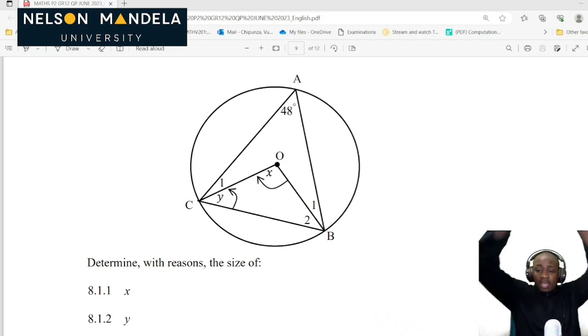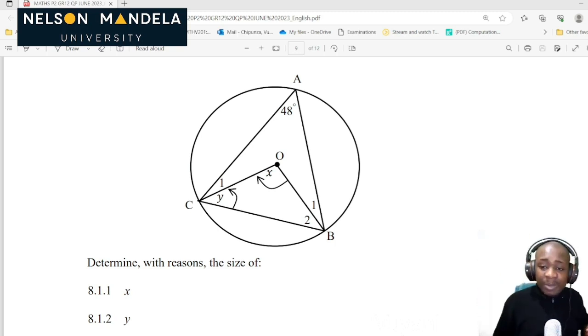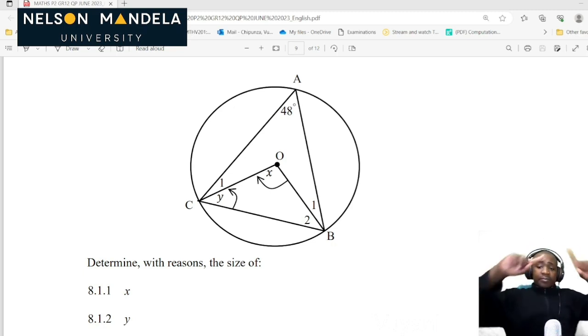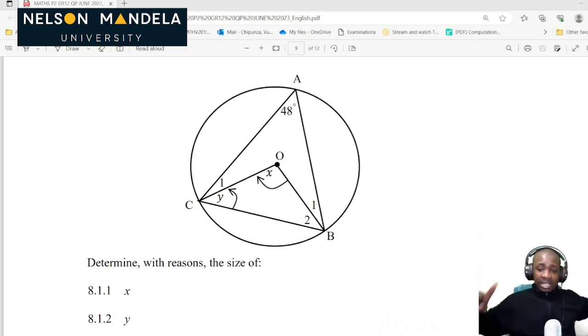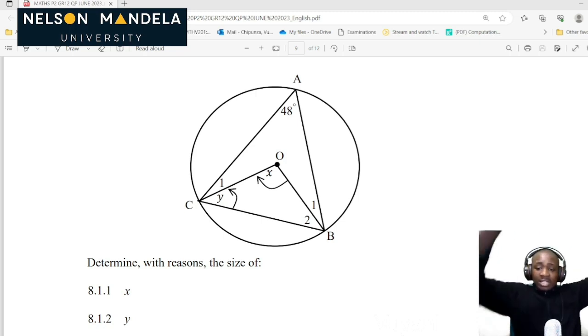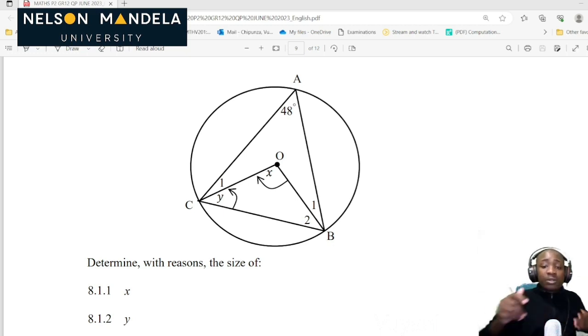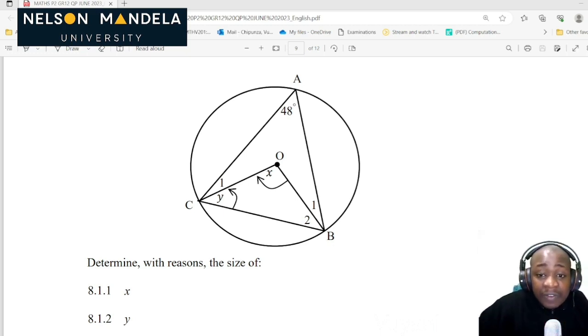Angle at the center is twice angle at the circumference. In Euclidean geometry, we believe in reasoning. Why are you saying this angle is equal to this angle? Why are you saying this is equal to this angle? So let's look at it. Angle at the center, twice at the circumference. Okay, so now let's look at this and let's work on that. Determine the value of x, guys.